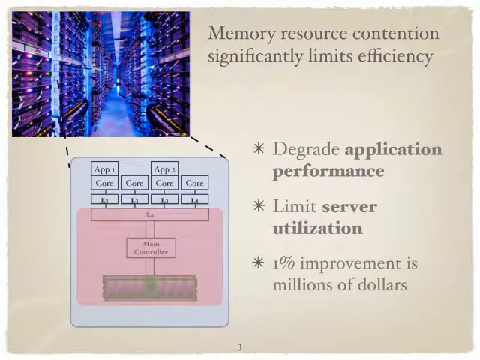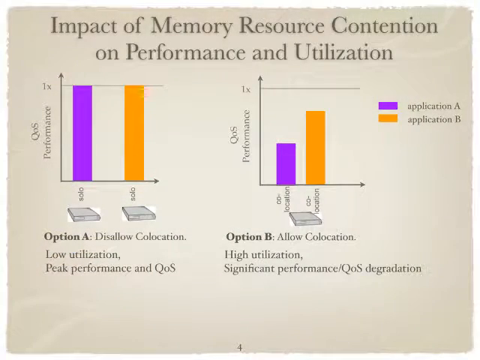In addition to significant performance degradation, this memory resource contention on multi-core machines also limits server utilization. I'm going to explain why in the next couple of slides, but I want to point out here that a 1% improvement, either in application performance or utilization, in a massive scale data center translates to millions of dollars potentially saved. So it's really important.